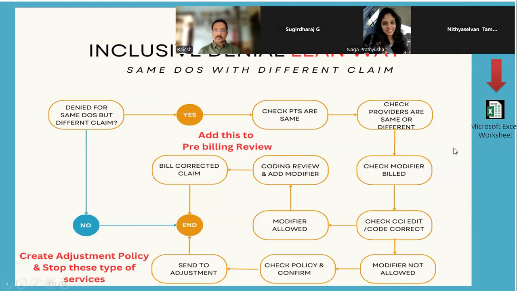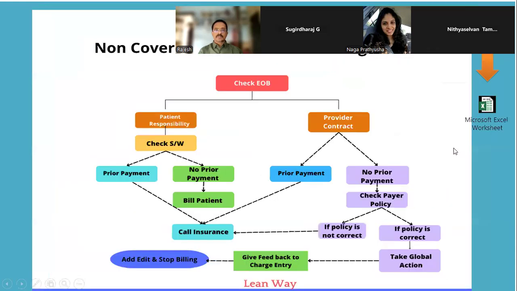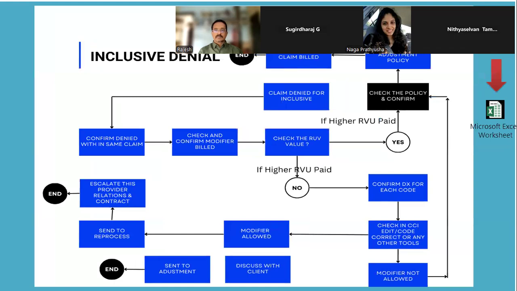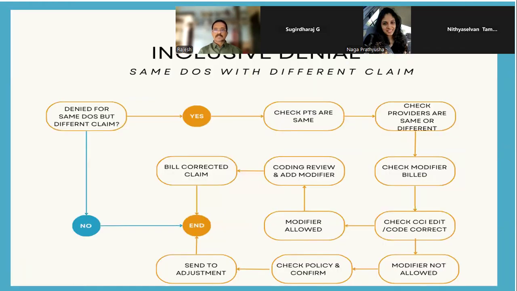Okay, these are the 2 points which I want to cover in this particular topic, right? Inclusive, where we are doing an inclusive lean way, that is in the same claim, and that is the same DAS with a different claim. Okay, you can ask me if you have any question here.